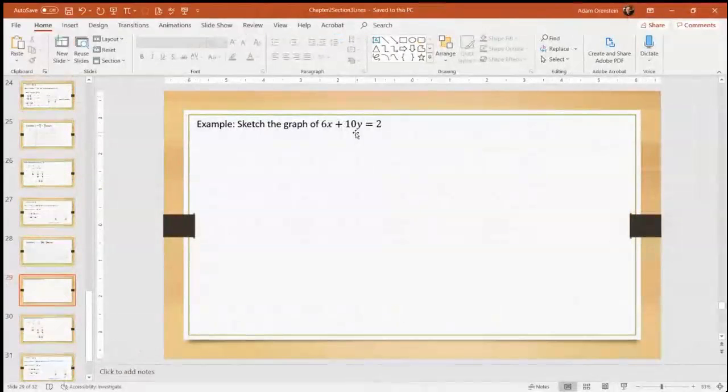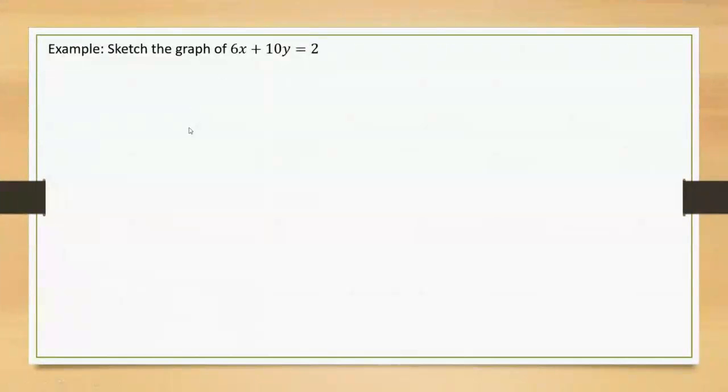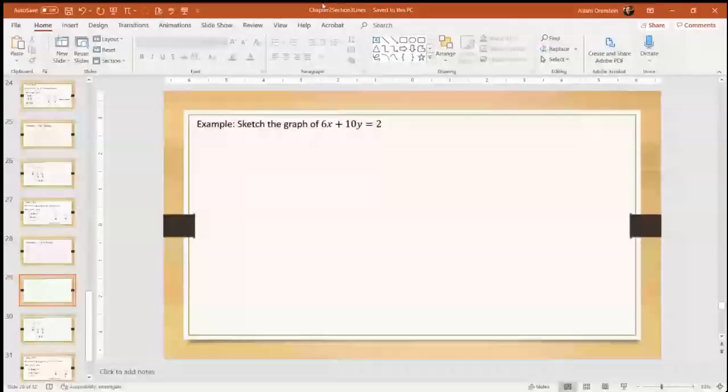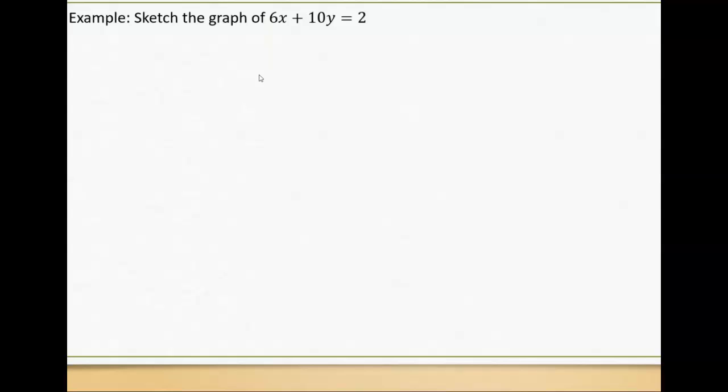Maybe I shouldn't write down sketch the graph. What I really should say is find 2 points that are on the graph of this, which really means finding 2 points that satisfy this equation, finding 2 solutions. So, all right, anyway, let's do this.